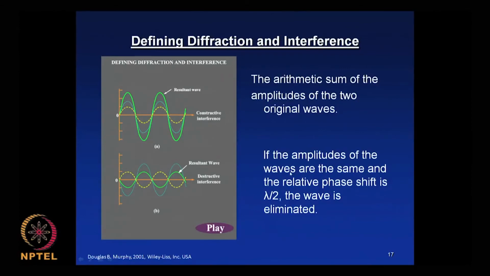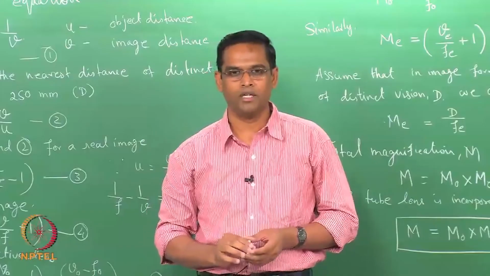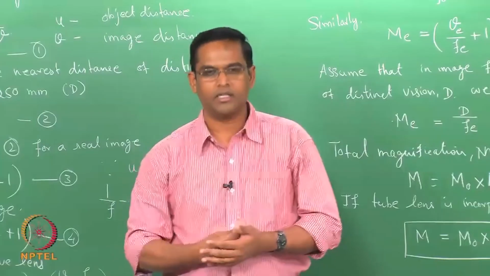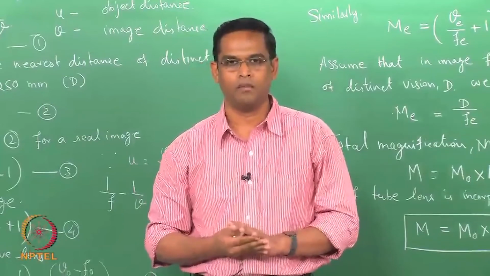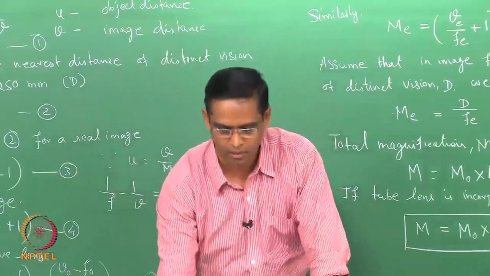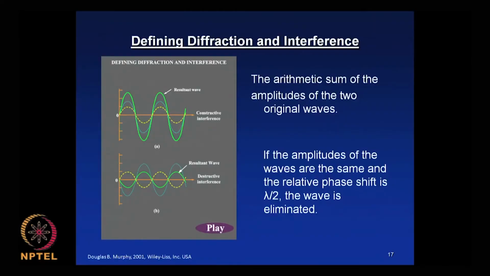If the amplitudes of the waves are the same and the relative phase shift is lambda by 2, as you can see the wave is eliminated. So, this is another important rule one should keep in mind when you think about diffraction, as constructive and destructive interference play an important role in order to perceive the diffraction phenomenon. So, let us move on to the next concept.